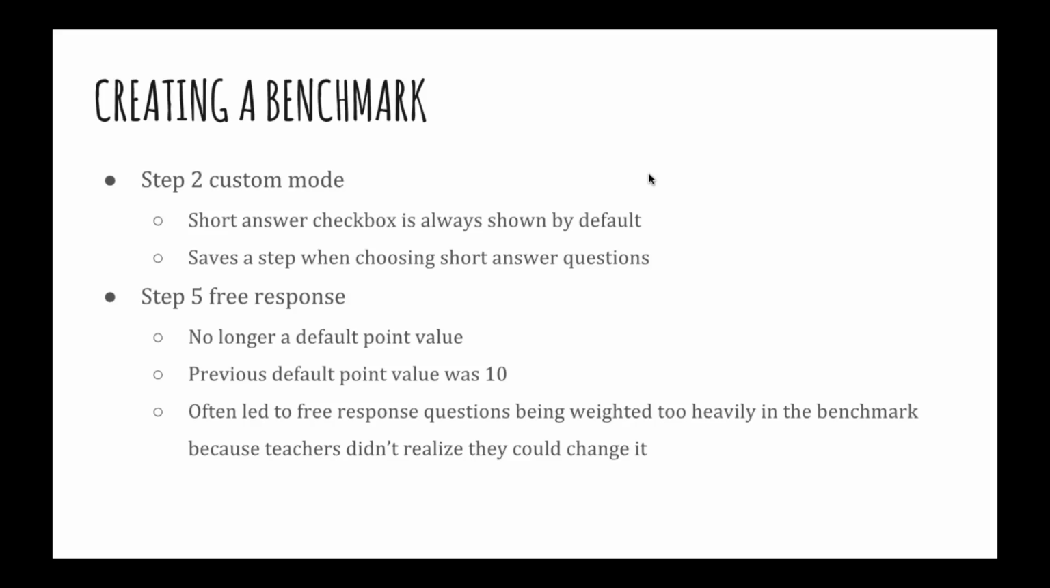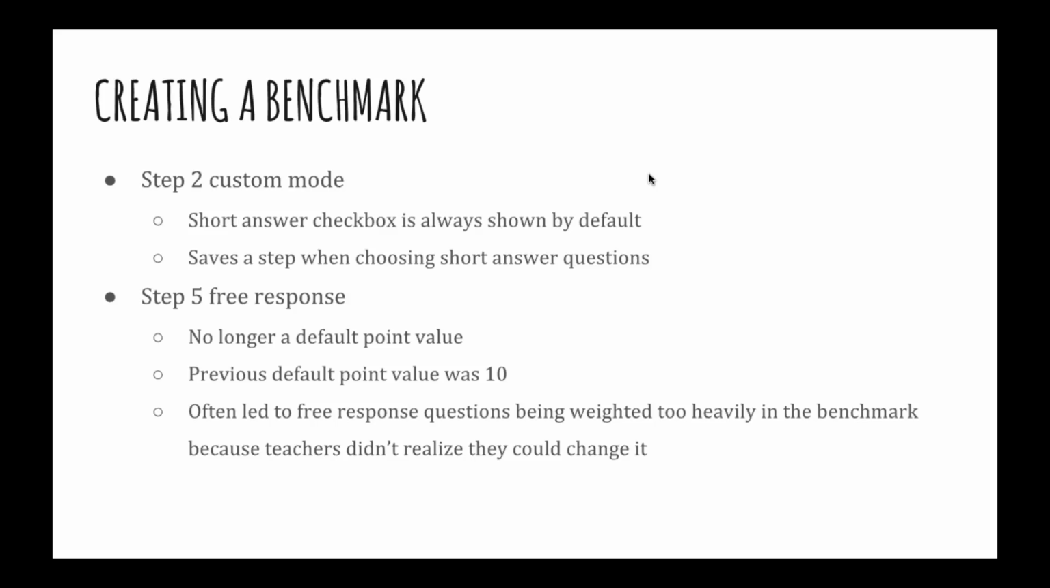Then in step 5, when creating a benchmark, which is where you can add free response questions if you'd like to, we had a default point value of 10 points for a question. So oftentimes what happened is a teacher or administrator would go through and build a benchmark, add a free response question, and by default it would be worth 10 points. And if they're just going too quickly, you may not even notice that because it was already done for you.